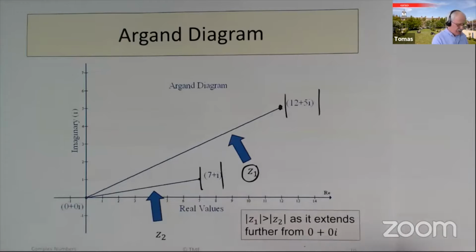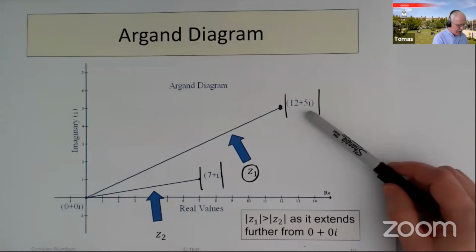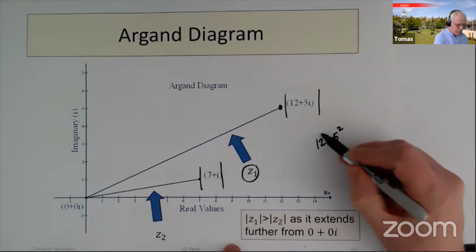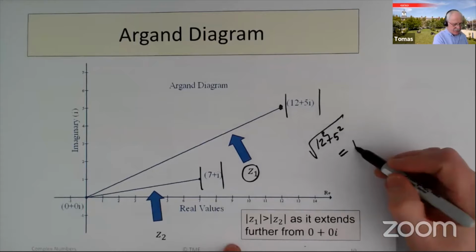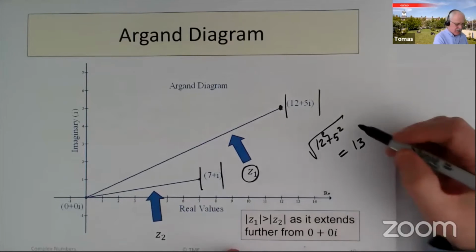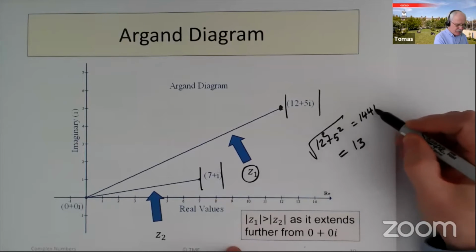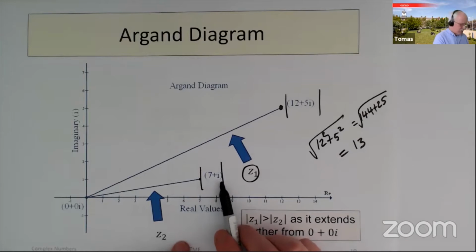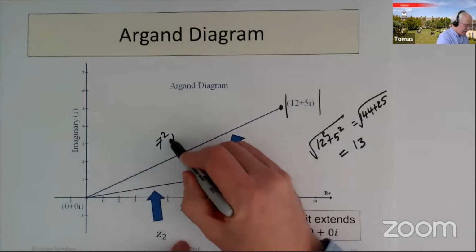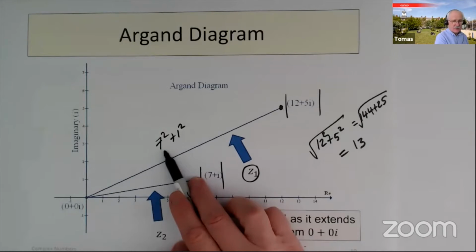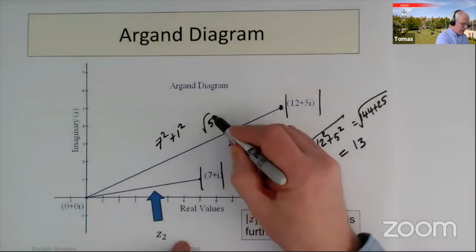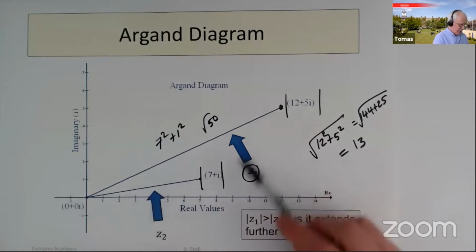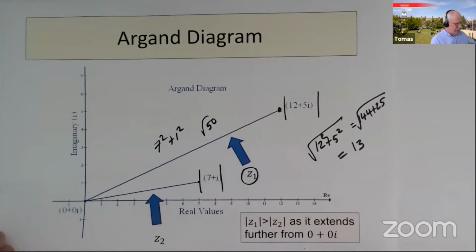So how do you do that? Well, you can calculate the actual length of that, and you can say 12 squared plus 5 squared, and that comes out to be 13 when you do the sums. I think 12 squared is 144 plus 25, and that's 13. 7 plus i is not going to be as big. 7 squared plus 1 squared, that's 49 plus 1, square root of 50. And the square root of 50 is about 7, whereas that's 13. So that's bigger. And that's all you'd have to do in a typical question.